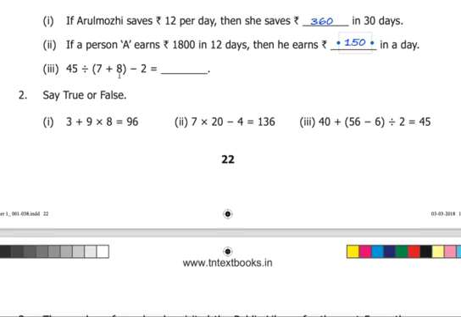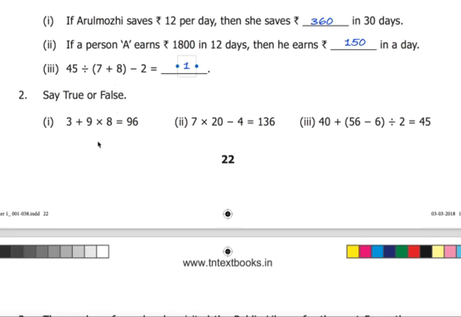7 plus 8, 15. Okay. So 3 minus 2, 1. We are strictly following that BIDMAS. Okay. Division comes first, right? Bracket comes first. So it is 15. 45 by 15, 3. 3 minus 2, 1.